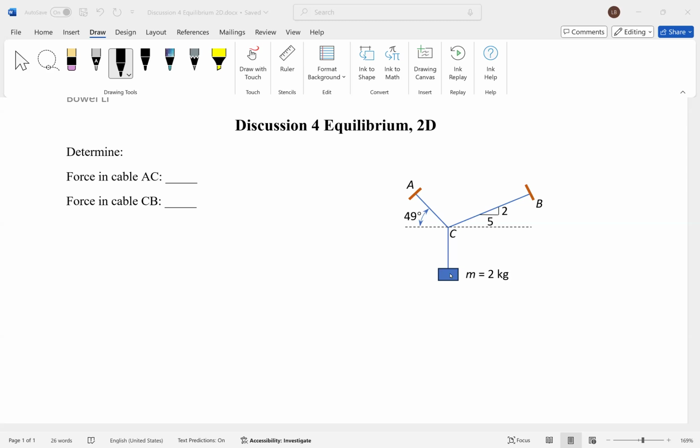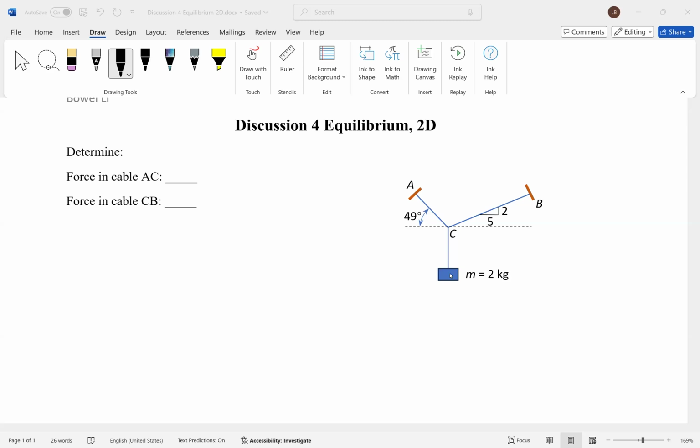Okay. So given a structure shown in the figure on the right hand side, where we have an object that is hanging at point C, we have two cables that are connected at the knot C here, and we are supposed to find the forces within cable AC and CB. Okay, so by looking at this problem, how can we approach it?